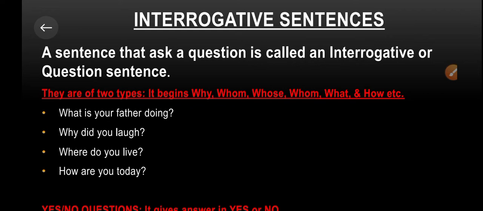So first we see examples of interrogative questions starting with WH words: why, whom, whose, what, how, etc. For example, what is your father doing? Why did you laugh? Where do you live? How are you? These are examples of WH words.